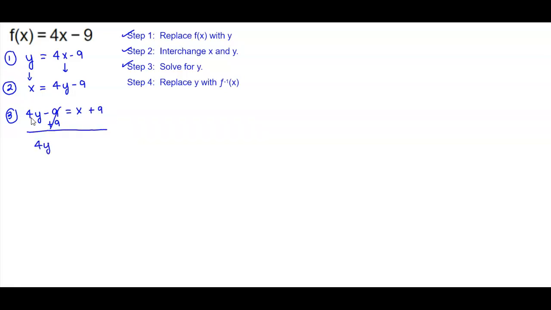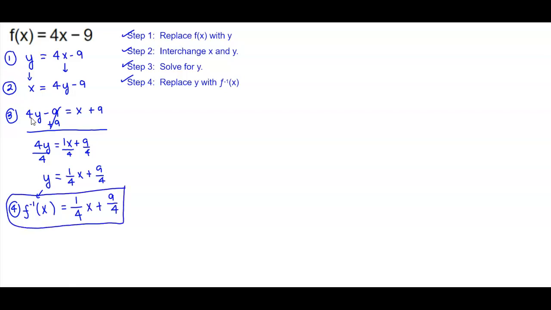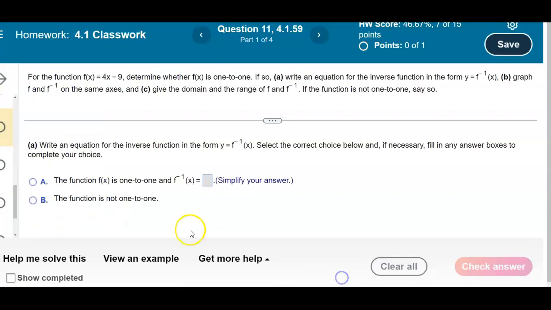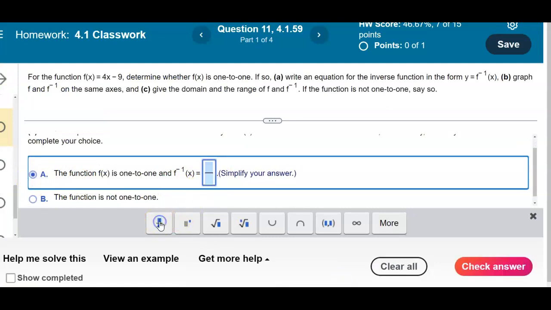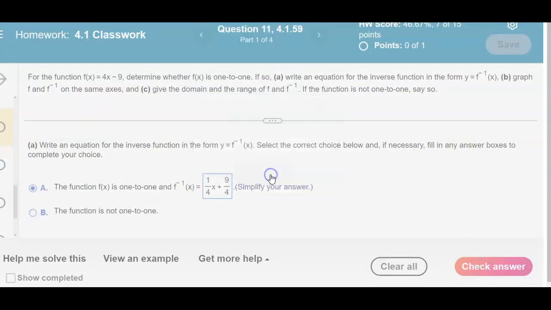So now we have 4y, which is equal to x plus 9. And then we're going to divide each term by 4. So therefore y is going to equal 1/4 x plus 9/4. And now in step 4, we're going to replace y with f inverse of x. So f inverse of x is going to equal 1/4 x plus 9/4. So let's go ahead and then answer our question. So we have the fraction 1/4 x plus 9/4. Check our answer, and there is our result.